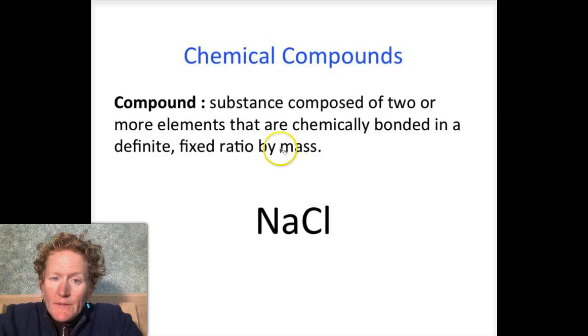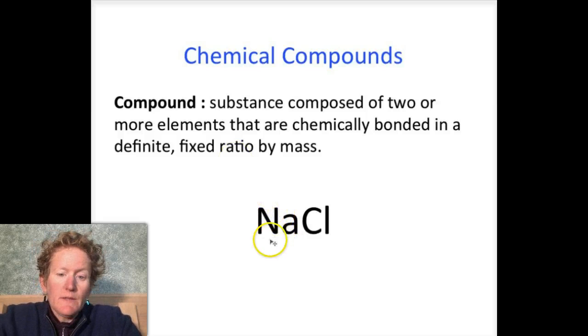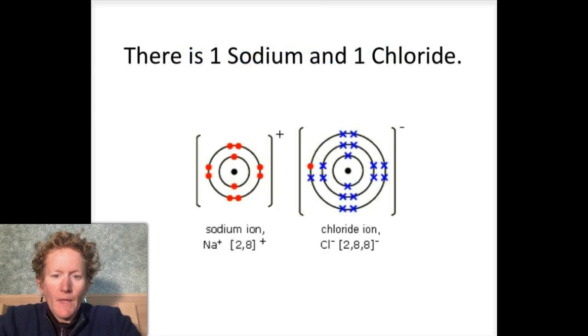A chemical compound is a substance composed of two or more elements that are chemically bonded in a definite fixed ratio by mass. Here we have sodium chloride, which you can see is one sodium atom plus one chloride atom. Here's a close-up view of the one sodium donating one electron to the one chloride atom. That's how they're chemically bonded. They either donate electrons, accept electrons, or they share them. And we'll talk more about the kinds of bonding in another episode.